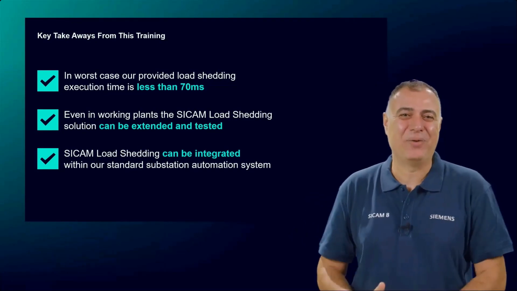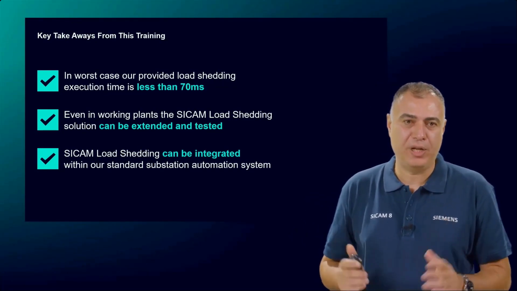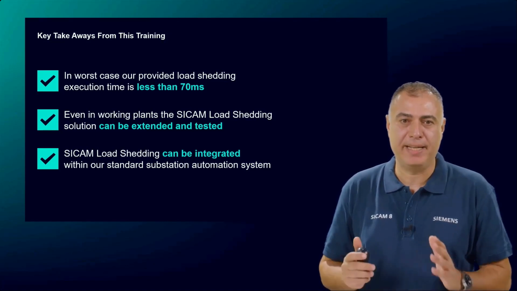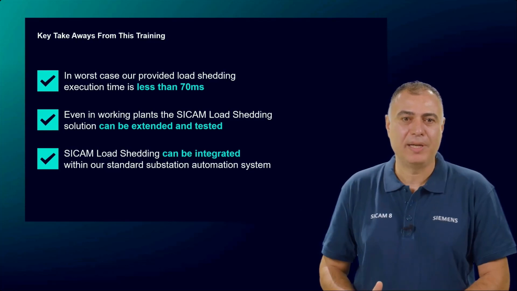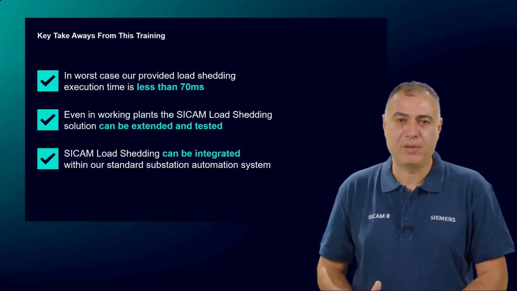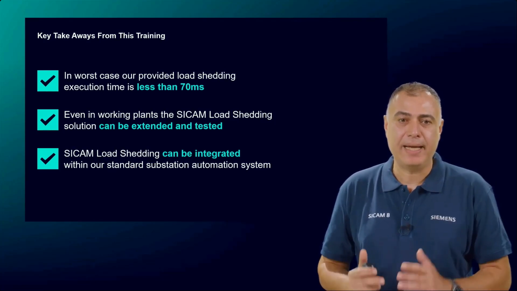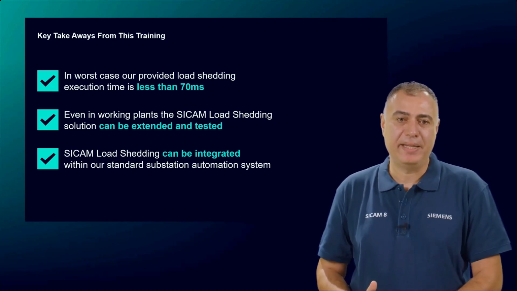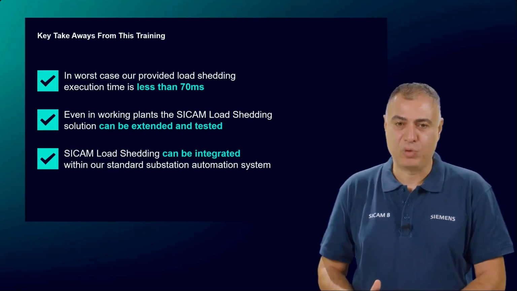As key takeaways from this training: in worst case, our provided load shedding execution time is less than 70 milliseconds. This is a very important point. Even in working plants, the SICAM load shedding solution can be extended and tested, as already mentioned. SICAM load shedding can be integrated also within our standard substation automation system.